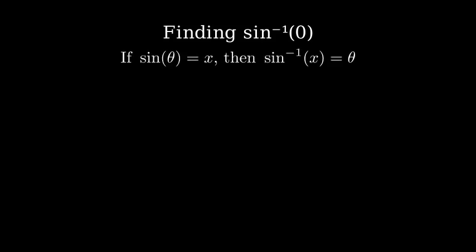Welcome. Today we'll explore how to find the inverse sine of 0 and understand what this means geometrically. The inverse sine function, also written as arcsine or sin superscript -1, finds the angle whose sine equals a given value. To understand this visually, let's look at the unit circle.